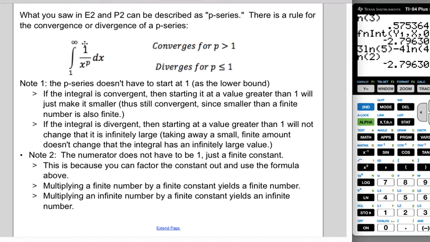The second piece of information is it doesn't matter if there's a number on top that's not 1. Let's say that I had a 5 up here. Well, I would just treat it as a 5 times the original thing that I showed you. So neither of those will impact the nature. Any finite number, even if that finite number is huge, wouldn't change whether something converges or diverges.